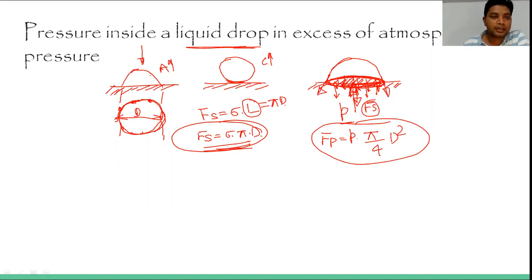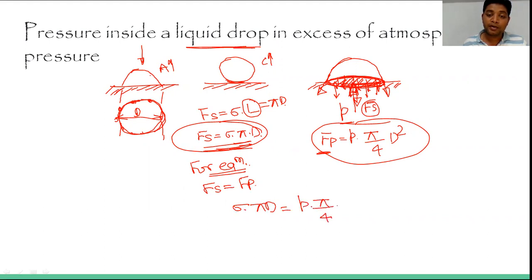Once you pour the liquid droplet on a surface and it looks like this, it means that the surface tension force Fs and the pressure force Fp will be equal. For the equilibrium condition, Fs will be equal to Fp. Now Fs is sigma into pi into D, and Fp will be P into pi by 4 into D square. So pi and D will cancel out, and we get the value of P, that is, the pressure required, which is 4 sigma by D.